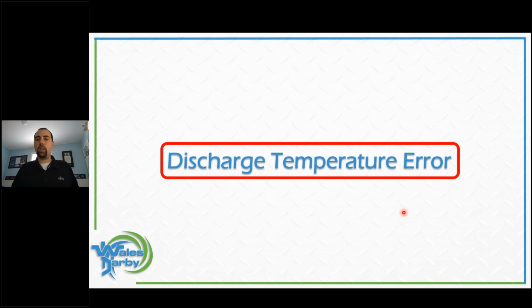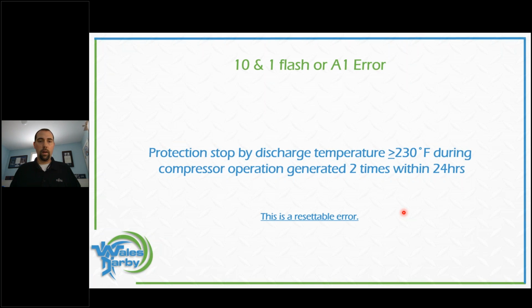So discharge temperature error. This is another common one, and unfortunately a lot of the times this could be refrigerant related. Typically you're going to see this with a 10-in-1 flash on an indoor unit, or possibly an A1 error if we have a wired remote control. Basically what that means is we're protecting the system because our discharge temperature went above 230 degrees. If it does that twice within a 24-hour period, it's going to throw this error code.